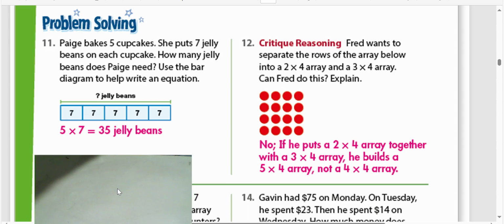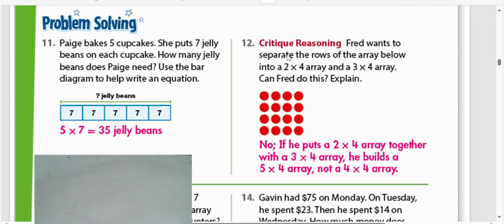Question 11. Bake bakes 5 cupcakes, 1 2 3 4 5. She puts 7 jelly beans on each cupcake. How many jelly beans does she need? Use a bar diagram to help you. We can write 5 times 7 equals 35. The total number will be 35. Okay, we have 5 times 7 equals 35.